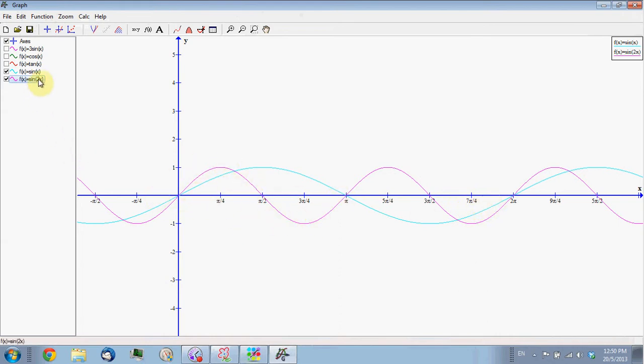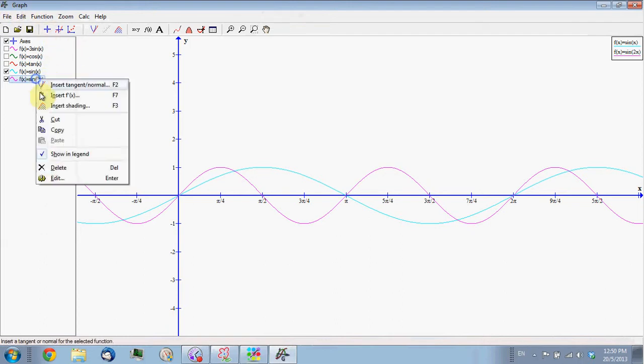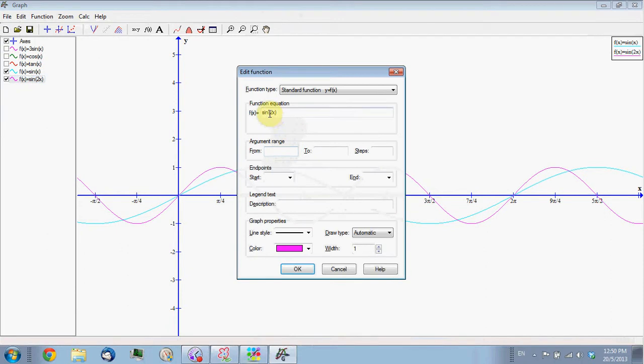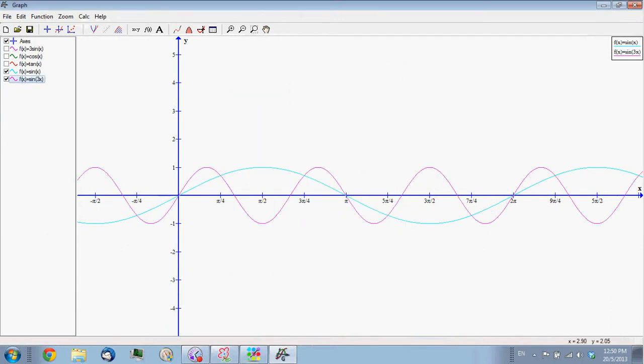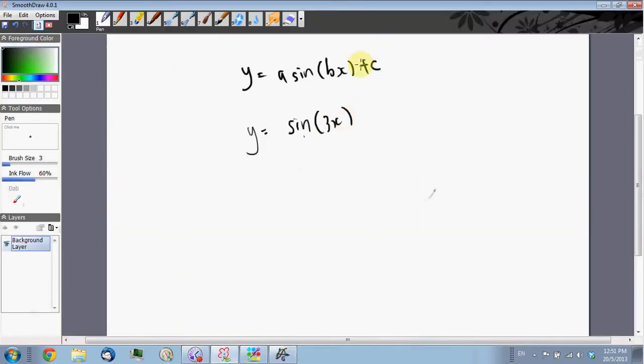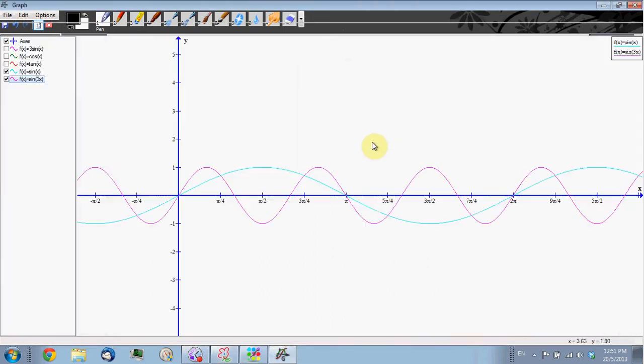So the larger the value of this b, in y equals sine 2x, y equals sine bx, the more the repetition, meaning the more the graph will compact. So let's say I change this to 3x, take a look at what happens. You see, now there are 3 cycles: 1 cycle ends here, 2 cycles, 3 cycles.